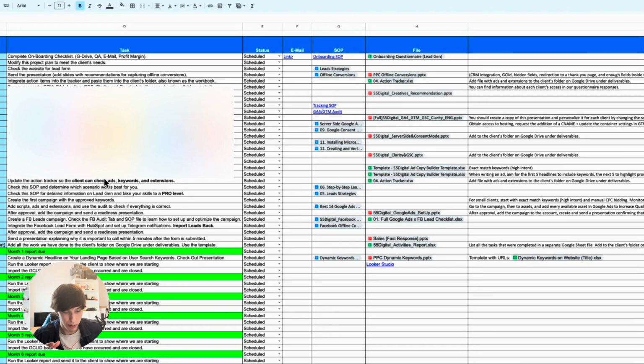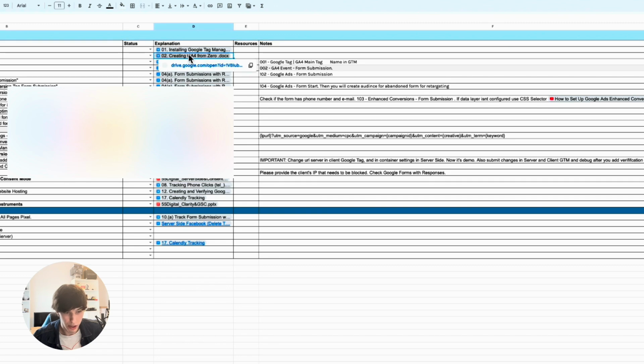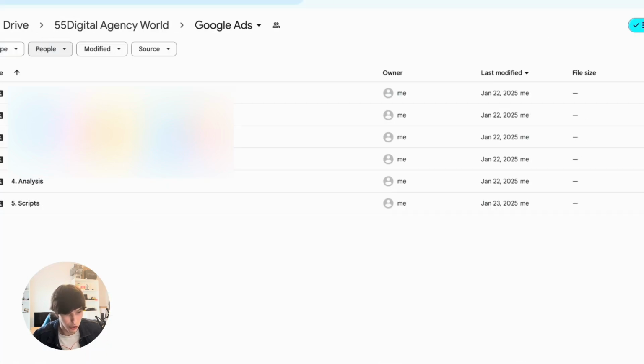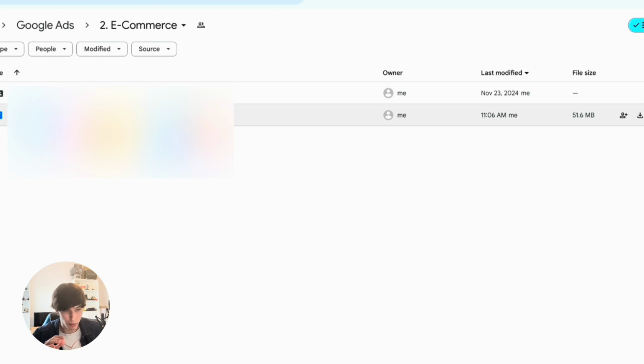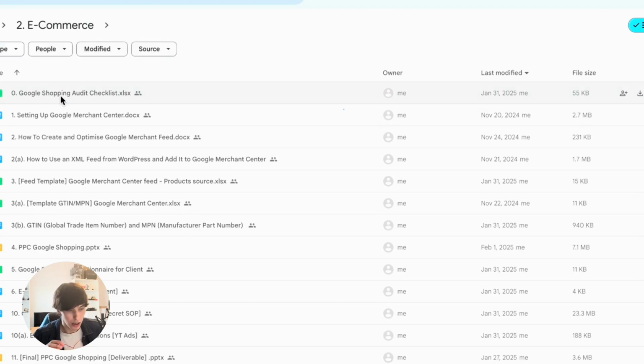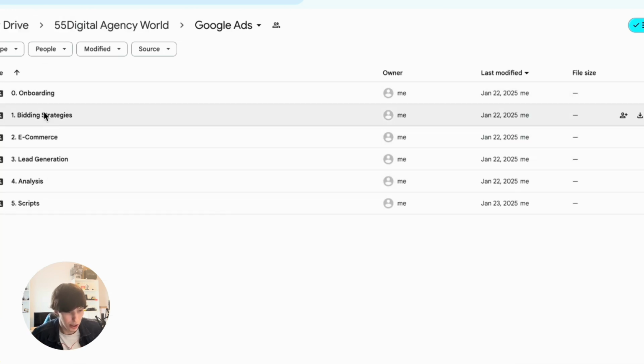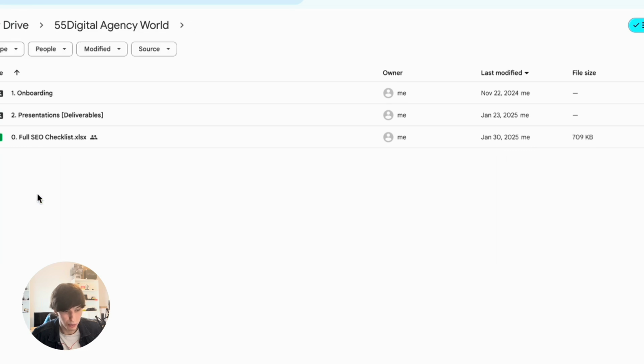Here we have, for example, a checklist on how to implement a lead generation campaign from scratch. So here we have tracking, all about tracking. Here we have SOPs: how to track these conversions, how to onboard a client, and everything for lead generation campaigns, and also for Google Shopping. Here we have a folder for Google Shopping, with optimization tips and Google Ads conversion tracking for Google Shopping, and the same for SEO. Here we have a folder for SEO: how to perform keyword research, how to implement on-page and off-page optimization. So here you also have a full SEO checklist.